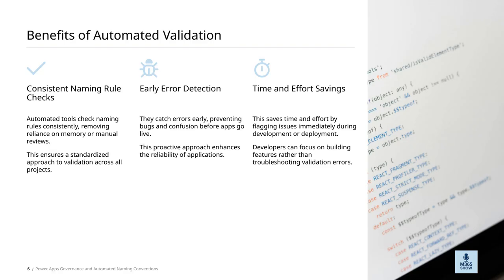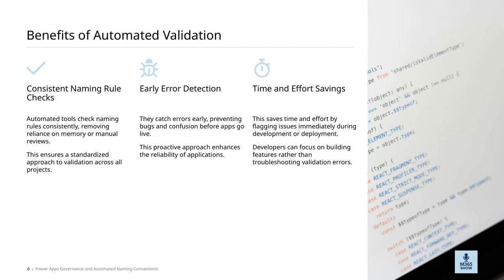What this means is that developers can focus more on building features rather than spending time troubleshooting validation errors, which can be quite time-consuming. Additionally, catching errors early helps prevent bugs and confusion before an app even goes live, making the whole process smoother and more reliable. This proactive error detection really boosts the overall quality of our applications.